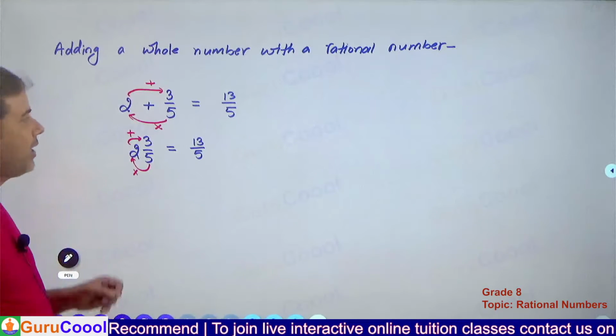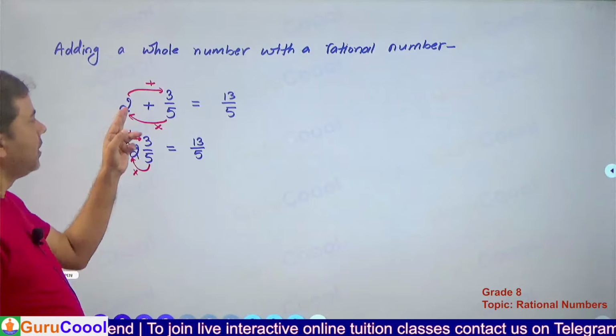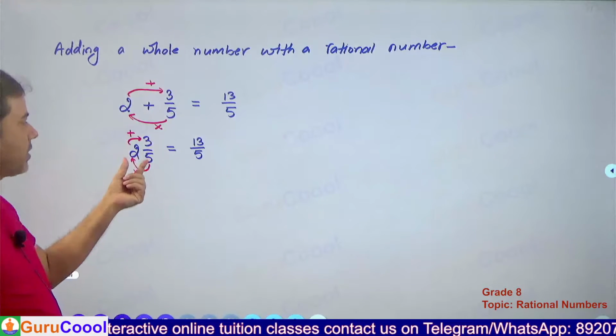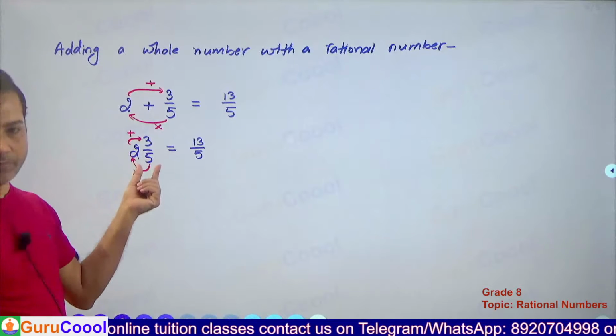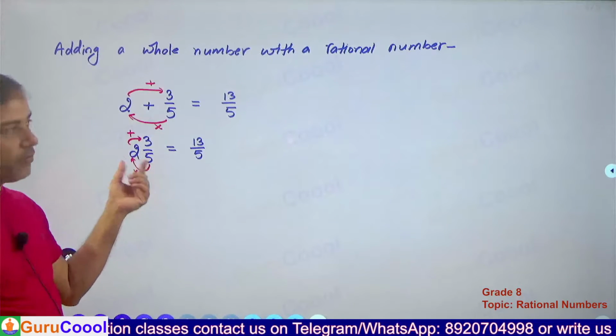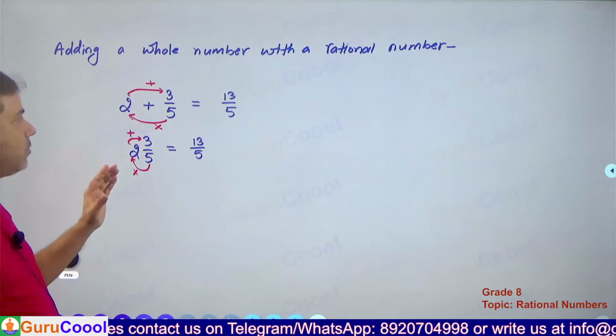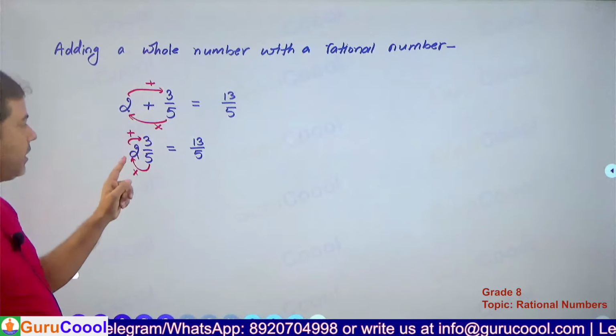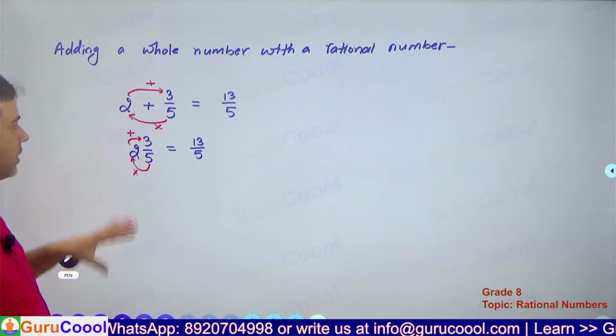So remember, whenever you get a whole number and a rational number and you need to add, you have to behave the same as this. Okay, sir. They are exactly equal. Writing 2 plus 3 by 5 and writing 2 and 3 by 5, they are both the same.